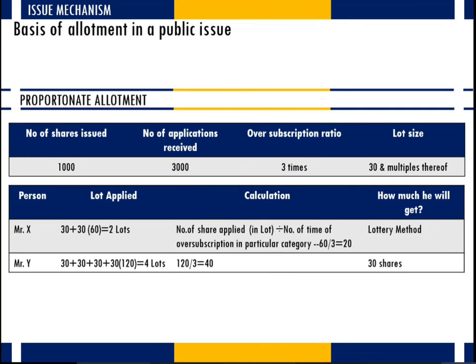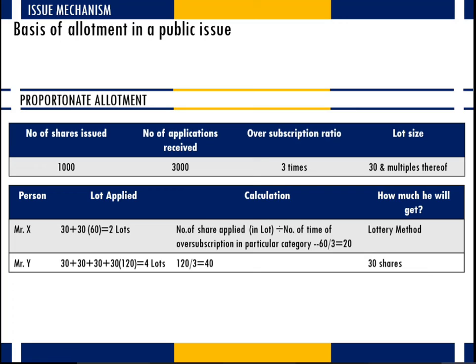So here are the situations. Situation number 1, Mr. X applies for 2 lots, which means he has applied for 60 shares. How many shares will he get, because the company has oversubscription? So the answer is, I will divide the number of shares applied by the shareholder with the oversubscription ratio. So 60 divided by 3, that means this investor is entitled to get 20 shares. But unfortunately, he will not get the 20 because we can issue only a minimum lot of 30. So his application is kept aside because he may not get it, right?